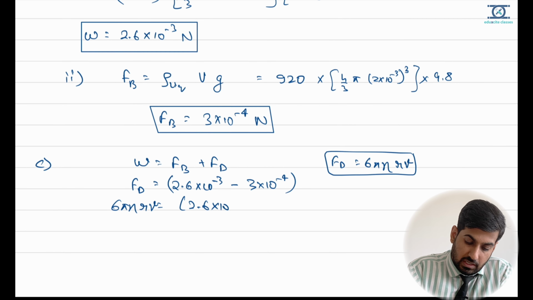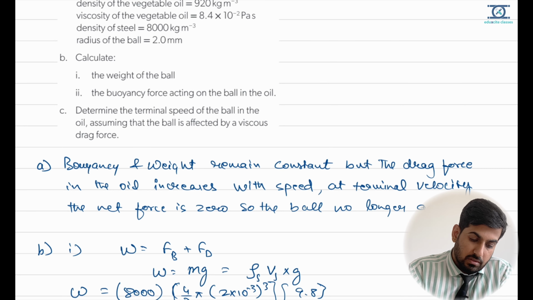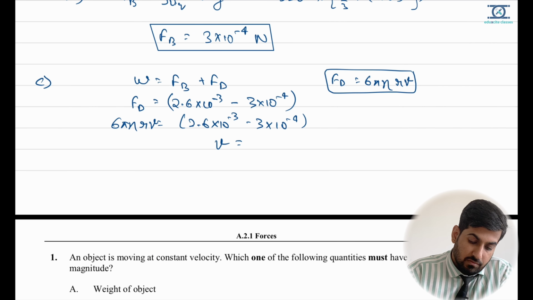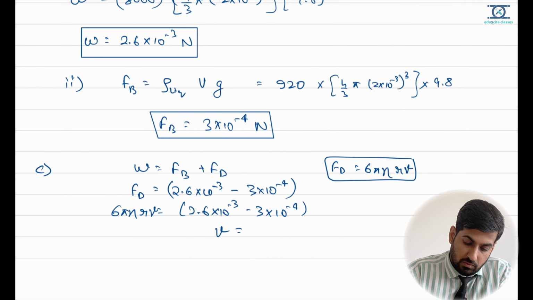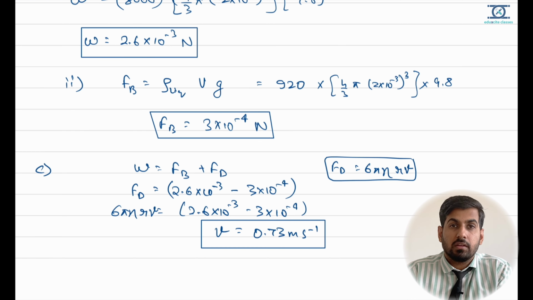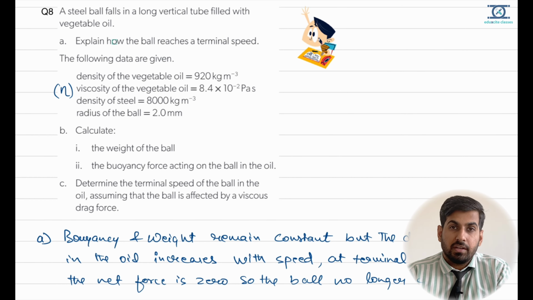I am not doing the calculation here, you can do it in your calculator, just put in the value for r in meters. Eta is already given. This is the value of the viscosity of the vegetable oil. By putting in all the values, we'll get the terminal speed as 0.73 meters per second. I'm not doing the calculation, you can use your GDC. Okay, so I hope this is quite clear for question number 8. If you have any doubt, please let me know.